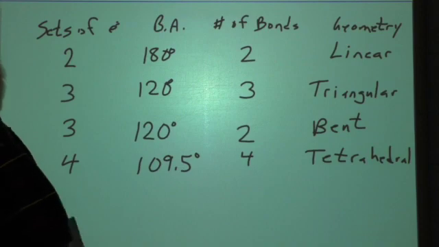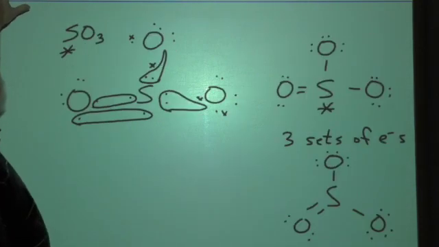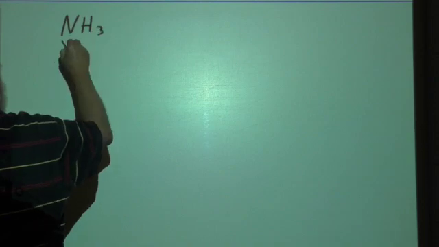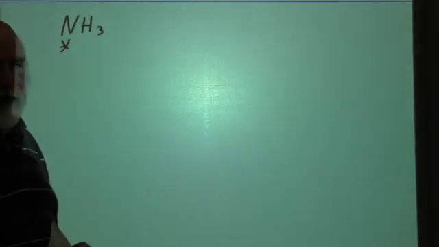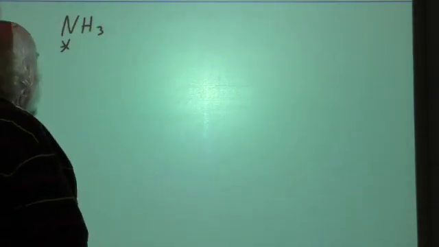Okay? The next one we're going to look at is ammonia gas. Now, this is a very common gas. We use this in fertilizers. And it has the formula NH3. So the central atom here is nitrogen.